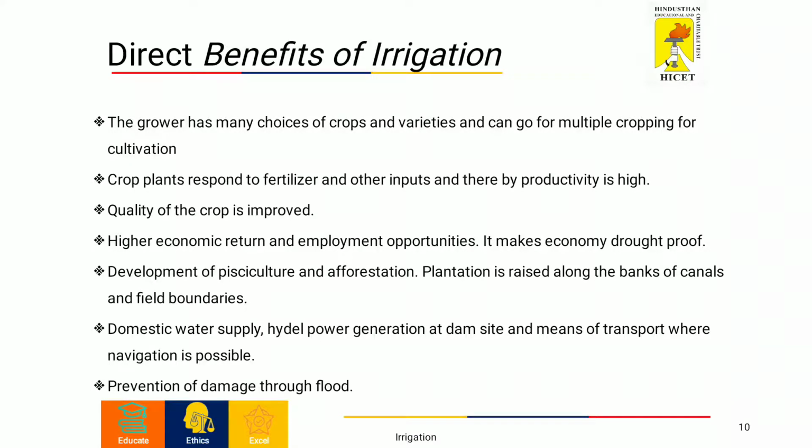Irrigation development has played a key role in strengthening the economy because irrigation is applying water for the benefit of the crop.